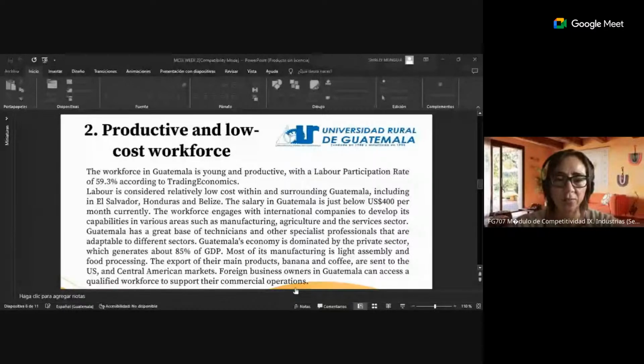Guatemala's economy is dominated by the private sector, which generates about 85% of GDP. Most of its manufacturing is light assembly and food processing. The export of their main products like bananas and coffee are sent abroad, and business owners in Guatemala access a workforce to support their commercial operation.